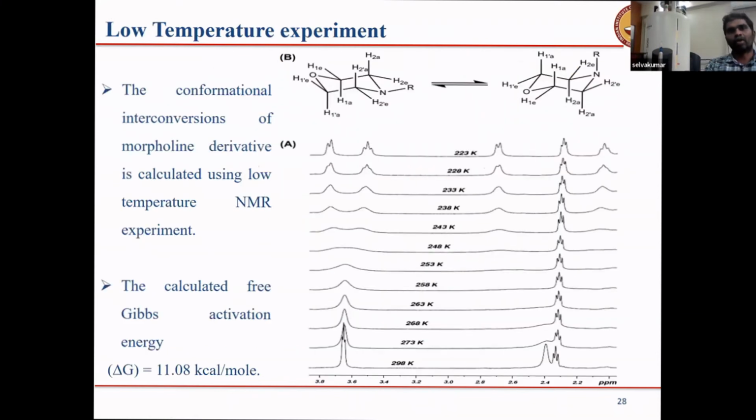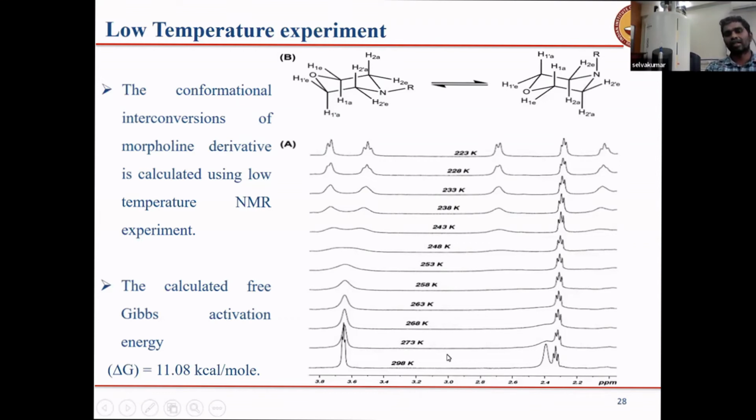This is the same kind of experiment at low temperature. This is one of the morpholine derivatives. This is the room temperature NMR spectrum. All the axial and equatorial hydrogens give a single signal, because at room temperature the axial-equatorial transformation is very fast. That's why it gives a single signal.